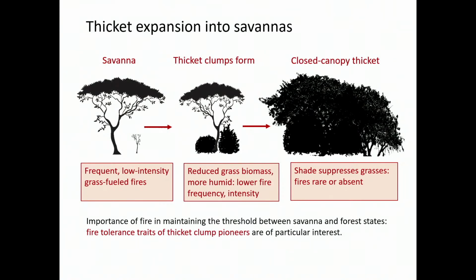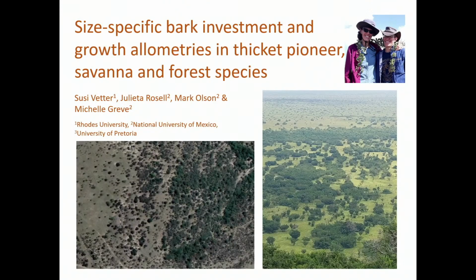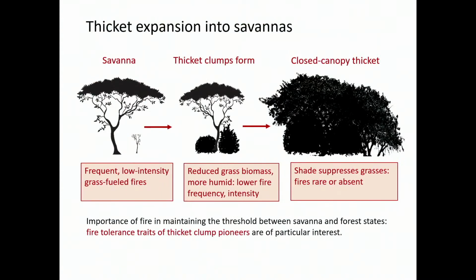And this occurs in a number of different places. So this here is in Ghana, in the coastal savannas, and this is here in the Eastern Cape. And it seems that these guys here are really important in driving this transition because they can establish in the fire-prone environment, but they are instrumental in turning it into a fire-free one. And given the importance of fire in maintaining this threshold between the open and the closed canopy states, the fire tolerance traits of thicket clump pioneer species are of particular interest to us anyway.